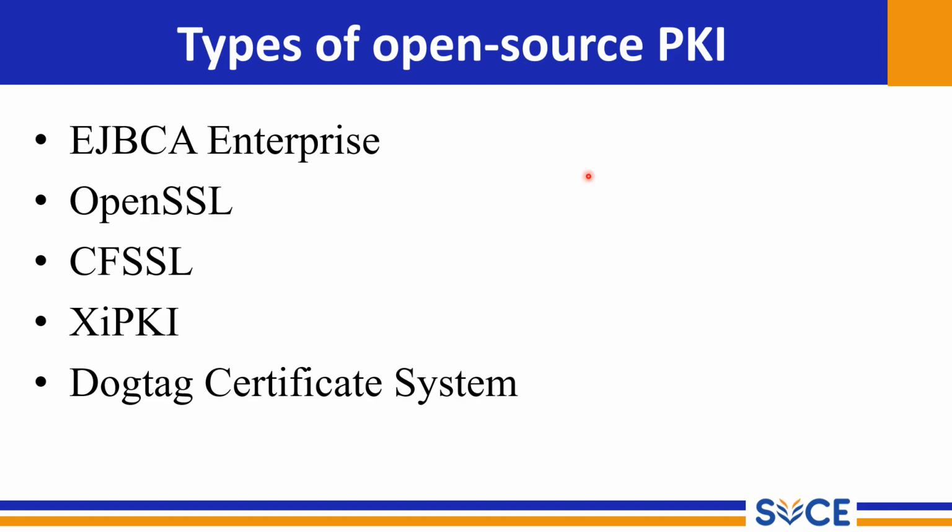So what are the types of open source PKI? It is publicly available, and you can download it for free usage. The first one is EJBCA Enterprise. EJBCA Enterprise is developed in Java as an enterprise-grade, fully featured CA implementation, and it can set up a certificate authority as a service or for internal use. And the second is OpenSSL.